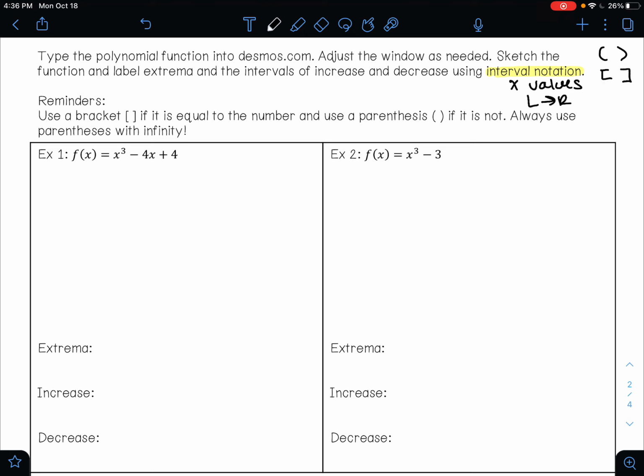So let me show you what I mean. Down here we have some reminders. Remember, use a bracket if it is equal to the number and use parentheses if it is not. Always use parentheses with infinity. So if we look at this first one, we have x plus 3 minus 4x plus 4.